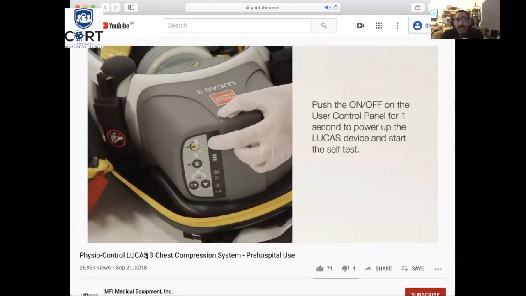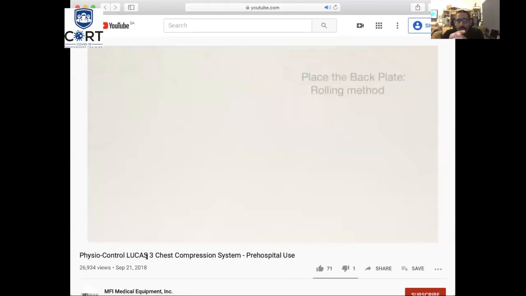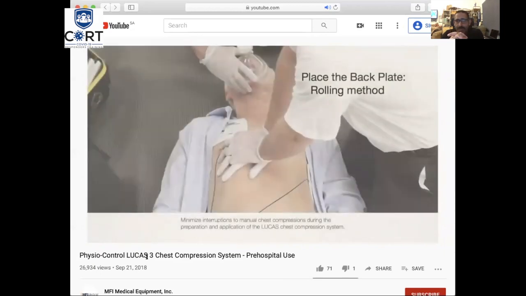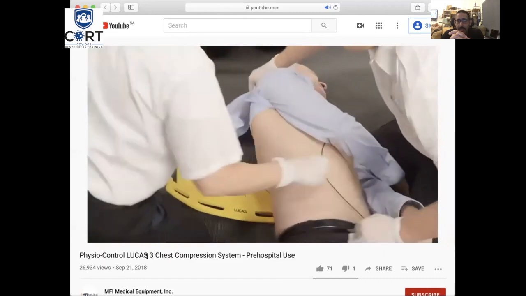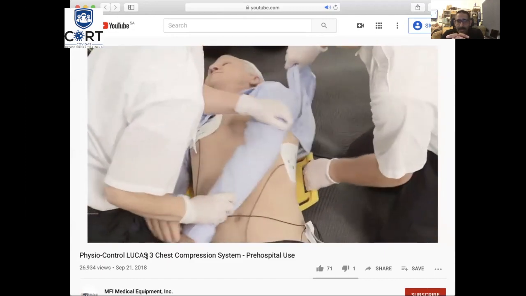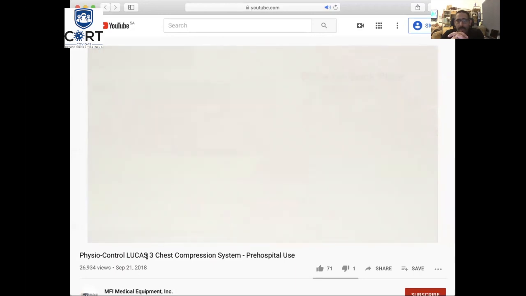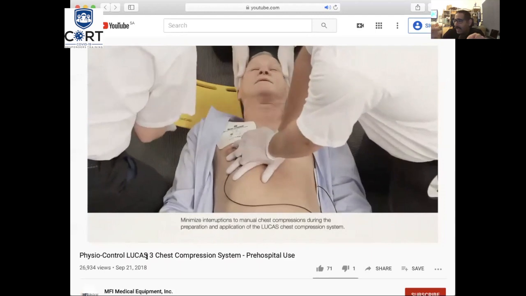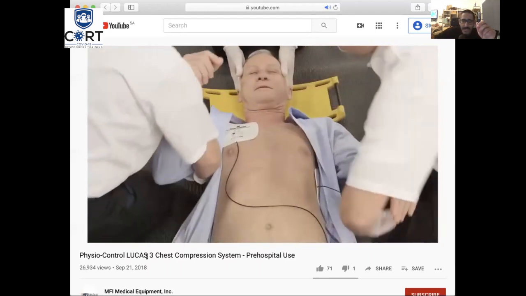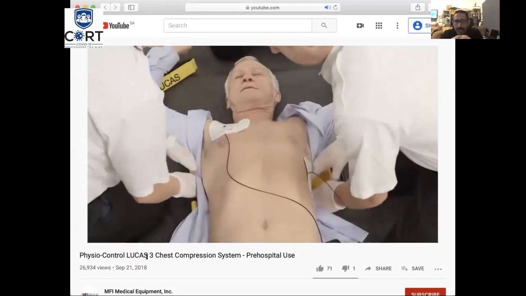So, mechanical compression device: two companies available commercially. One of them is the Lucas machine. The other one is called the Autopulse. The idea behind it is that it is a machine that's going to do chest compressions with a calculated rate, depth, and appropriate recoil.